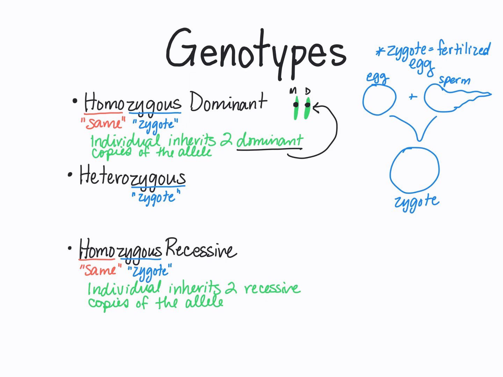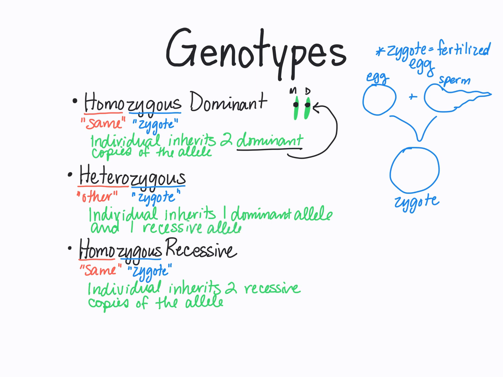Now if we go back up to the second option here of heterozygous, hetero means different or other. And so in this situation, an individual would inherit one dominant allele and one recessive allele for the trait. So the individual inherits one dominant allele and one recessive allele.